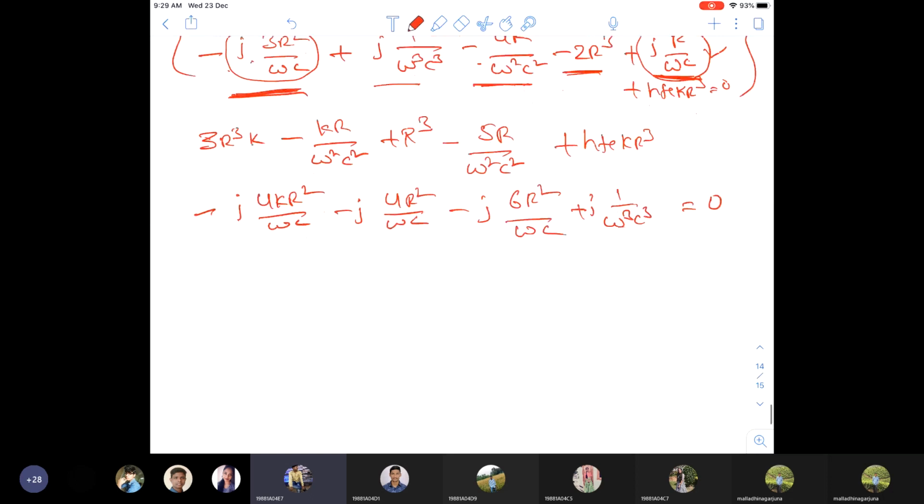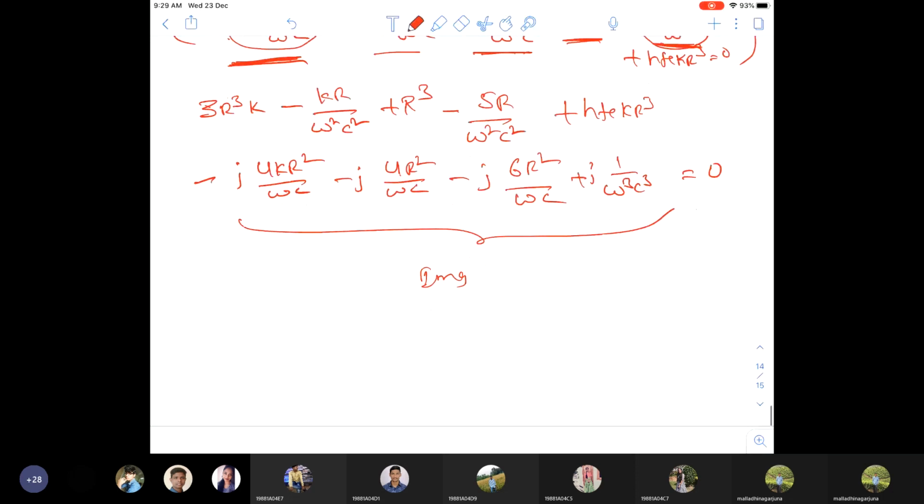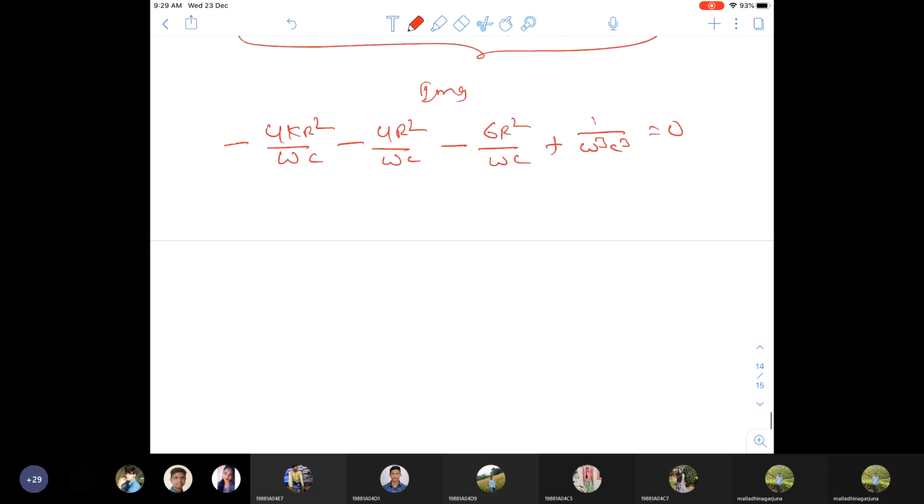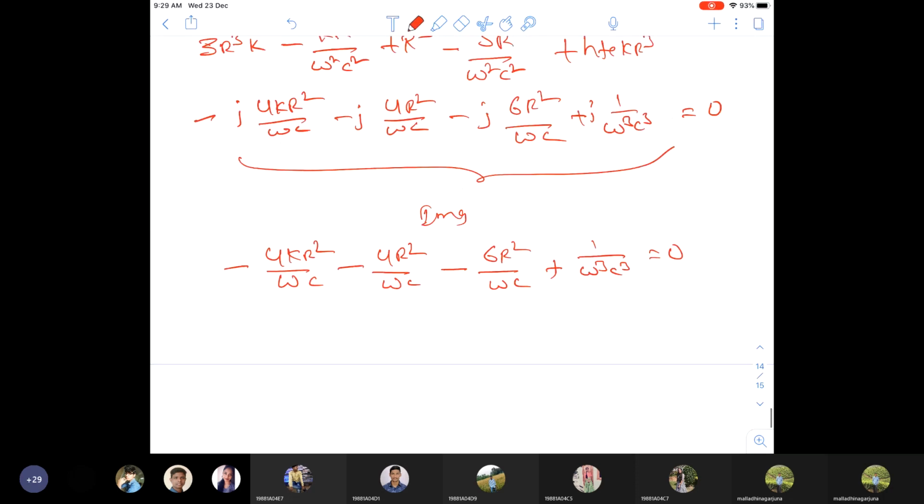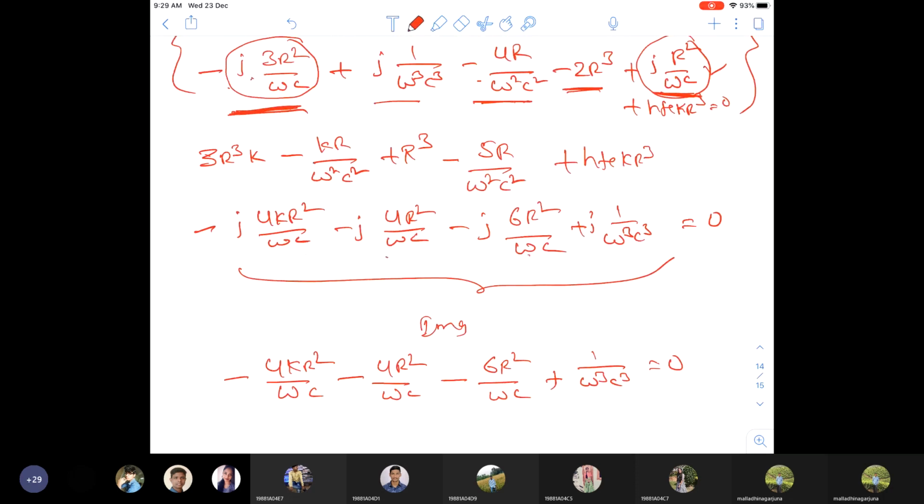Okay, so now take the imaginary part. So this is the imaginary part. Make it equal to 0. J you can take as common, and take only the remaining real part: minus 4r square by omega c, minus 6r square by omega c, plus 1 by omega cube c cube equal to 0. This is the imaginary part I'm taking and making it 0. In the denominator part, these two also you can add, no?